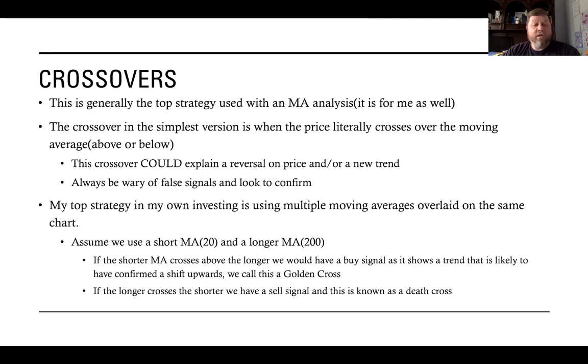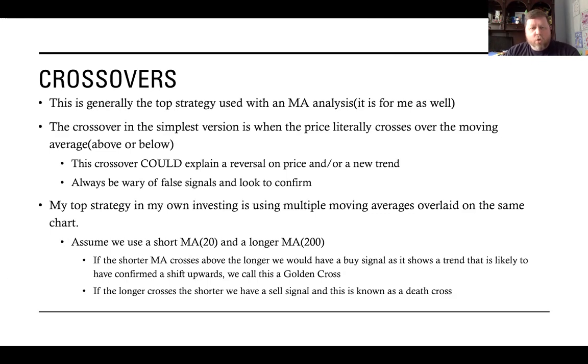This, as I wrote here, is generally the top strategy used with moving averages. So the crossover, in the most simplistic version that I can share, is when the price quite literally crosses over the moving average line. If you think about your moving average as a line and your price has been up here, when they cross over each other and now the line is above your price and the price is down below, that is literally a crossover. Your price has crossed over or under that line.